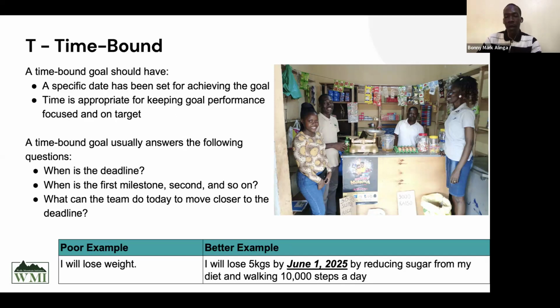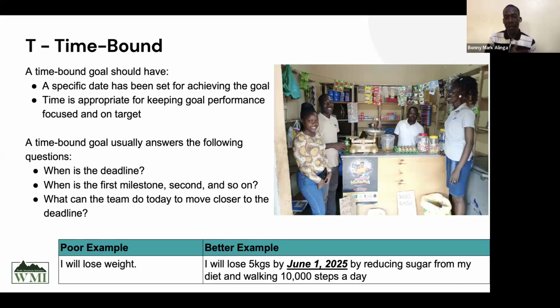I cannot say I will lose weight within 5 months. I wouldn't be very realistic here. The time bound of 5 months cannot allow me to achieve losing 5 kgs of weight. So I am giving myself a duration of about 12 months and walking 10,000 a day. And if I walk 10,000 a day, I'm actually moving towards achieving that goal.